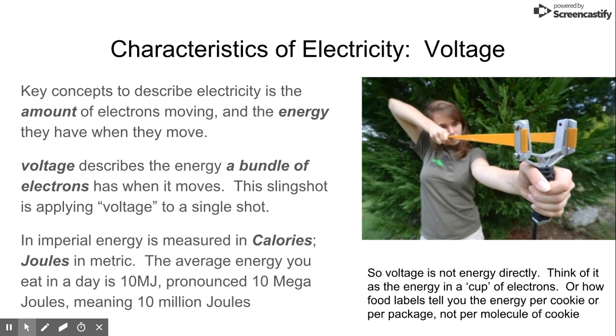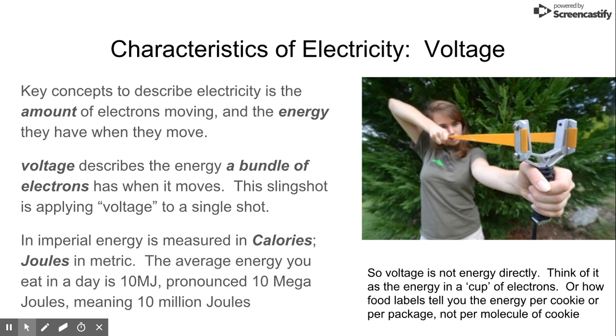A single volt is putting 1 joule, not into one electron, because that would be an incredible amount of energy. You're putting 1 joule in a cup full of electrons. This cup of electrons has a name. We don't worry about it right now. So this would be like saying, oh, I'm going to put 1 joule of fruit juice or 1 calorie of fruit juice into a cup of water.